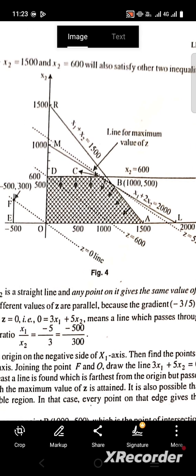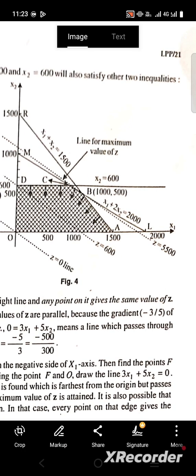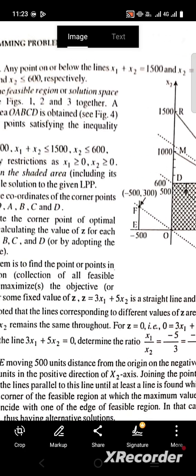Three constraints: first constraint is x1 plus 2x2 equal to 2000, second constraint is x1 plus x2 equal to 1500, and third is x2 equal to 600, and we have combined the three constraints in this figure.